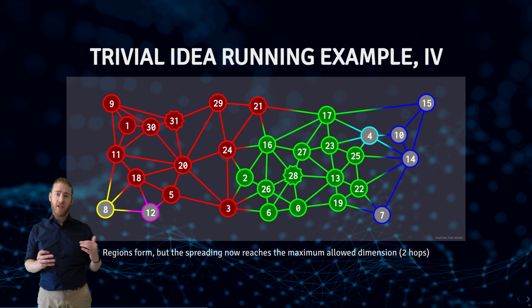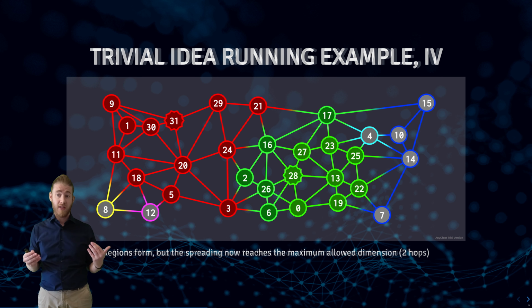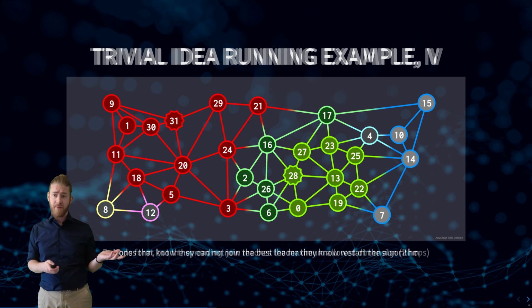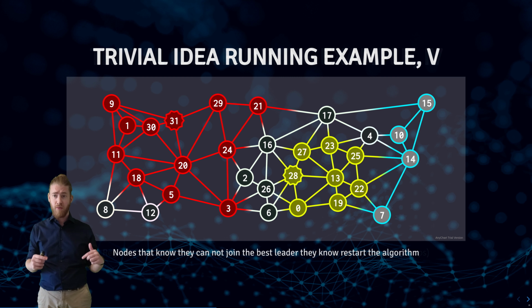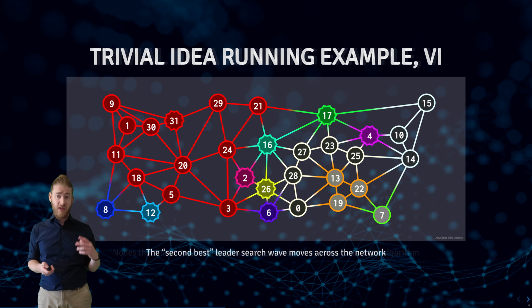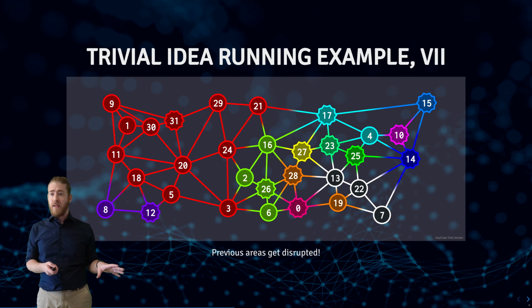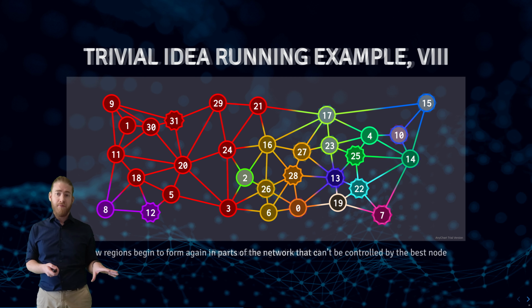Reaching the maximum partition size means that some nodes will get notified that a better leader exists in their network, but they cannot bind to it, which in turn makes them discard all the information coming from the previous network and restart the computation. And as you can see, this disrupts even the pre-existing partitions that look pretty legit. And in fact, they need to grow again.